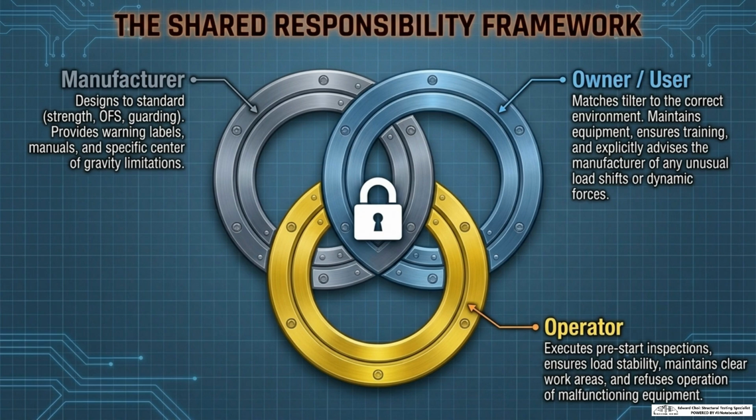Owners and users match the tilter to the right environment, maintain it, train personnel, and advise the manufacturer of any unusual load shifts or dynamic forces. If your application changes, loads get heavier, load geometry changes, that conversation with the manufacturer is required, not optional. Operators execute pre-start inspections, maintain clear work areas, ensure load stability on every cycle, and refuse to operate malfunctioning equipment. That last point matters. Operators have the right and the responsibility to stop work.